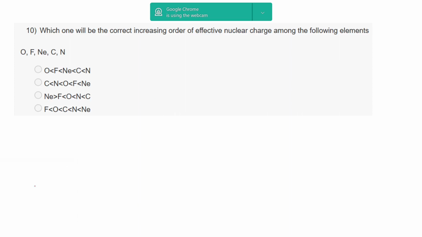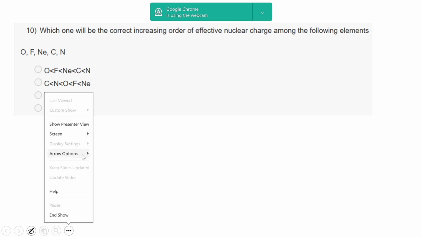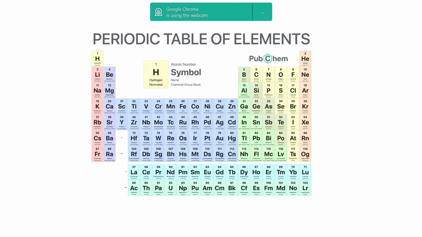So again, you don't have to calculate the effective nuclear charge here. Essentially, you just have to arrange this in a particular order. So you know that all these elements belong to which period? Let me just show you the periodic table. Which period does it belong to? All the C, N, O, F, Ne. Second period, right?